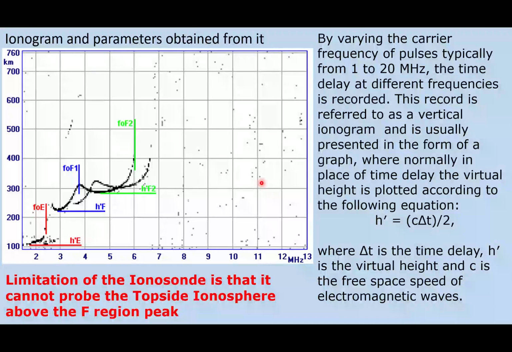Now, the limitation of the Ionosonde is that it cannot probe the topside ionosphere above the F region peak. Yesterday we saw the classification between bottom side and top side. That is because if you increase the frequency of the transmitter beyond the critical frequency of the F2 layer, that is the maximum electron density in the F2 layer, then the radio wave will not get reflected, but it will simply be transmitted. So you won't get any echo back. Therefore, it's not possible to study the region above the F2 peak. That's a limitation of the Ionosonde.